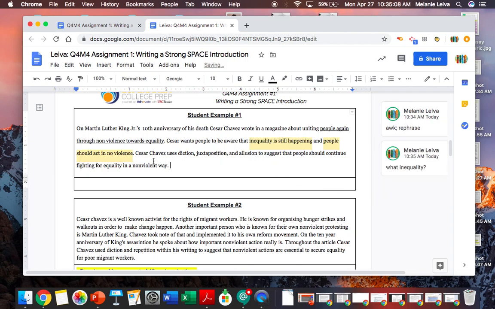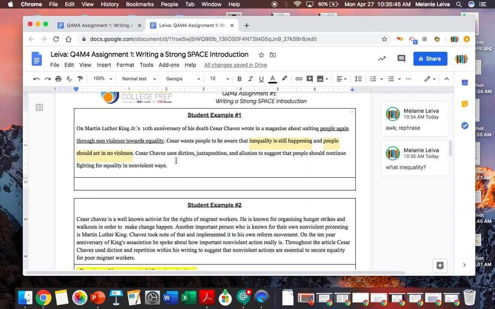Name it. Cesar Chavez uses diction, juxtaposition, and allusion to suggest that people should continue fighting for equality in a non-violent way. I would probably just change this, using fighting for equality with non-violence or in non-violent ways. But overall, their thesis is there and it has all the elements we want. So their thesis is really good to go. And I think that they understood why Cesar Chavez wrote this. I know that because it says that the goal is to unite people.